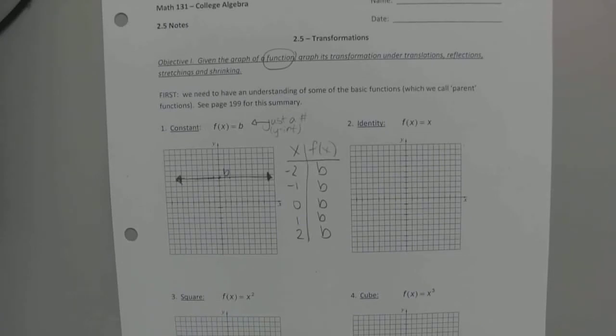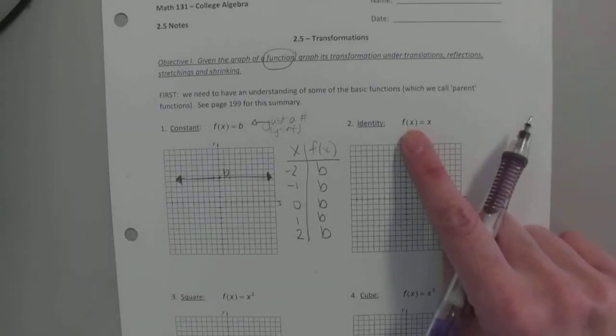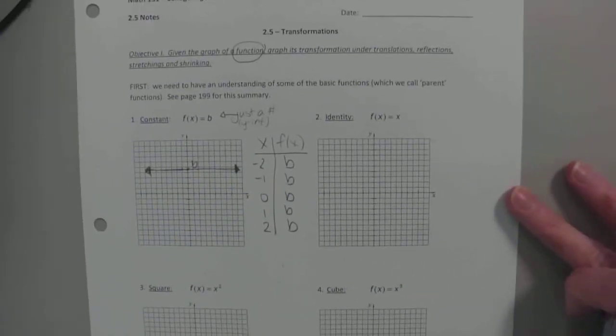The next function, guys, is called the identity function. And what's it mean for identity? It means yourself, right? So what's special about the identity function is that whatever x you plug in, that's also the y value, right? So notice if you plug in x, it is your f of x, all right?